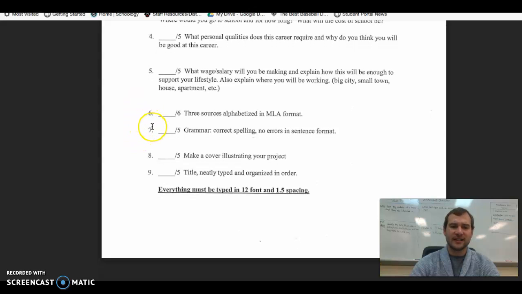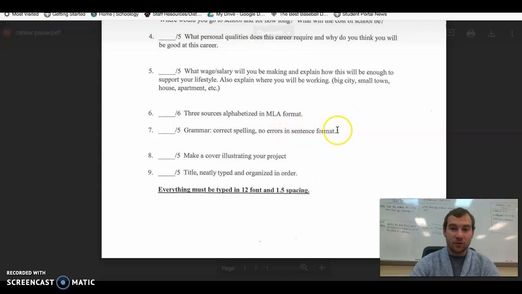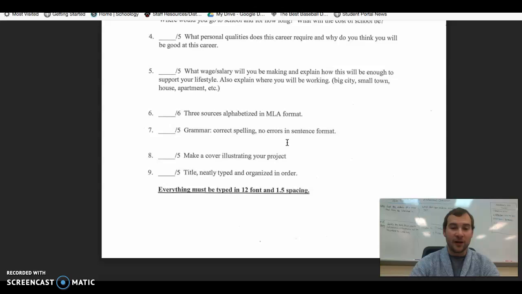For number 6, 7, 8, and 9, we're going to work on these more at the end of the week, especially the sourcing one. I'll go through a sourcing thing with you guys. Grammar, correct spelling, no errors, end in sentence format, so no bullet points. This is like a paper, so I don't really see this get brought up too much because you have spell check. So there's no excuse for this one. If you don't get all the words spelled correctly with spell check, we have a problem.